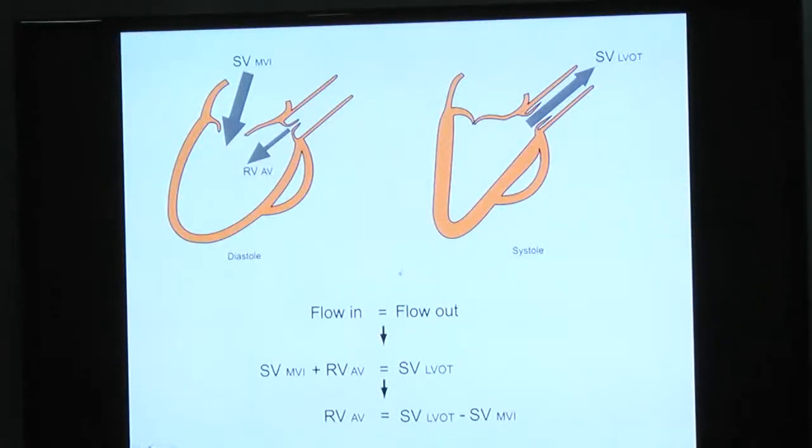And of course, calculating the regurgitation volume by the stroke volume across the LVOT minus the stroke volume of the mitral valve will give you the regurgitation volume. If it is more than 60 ml, you can quantify it as a severe AR.